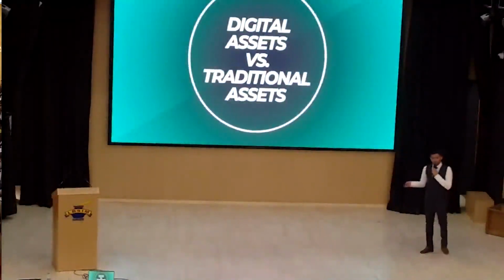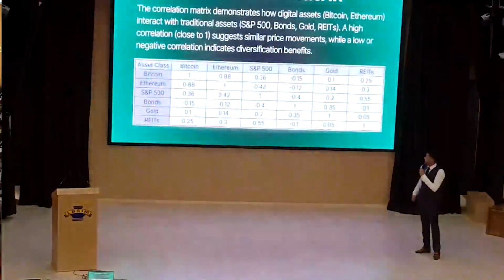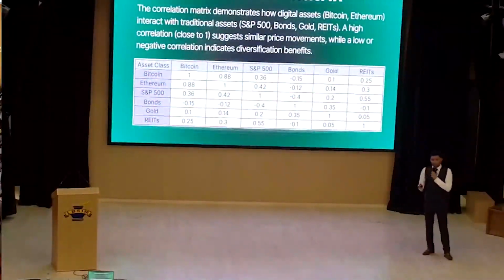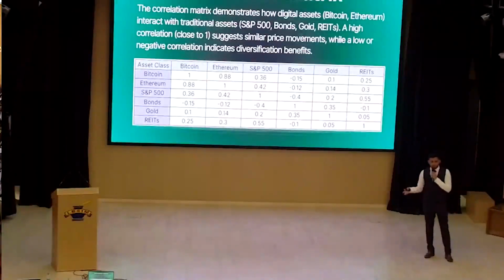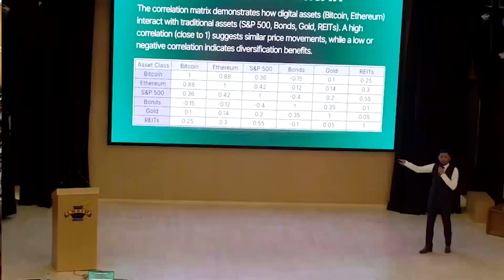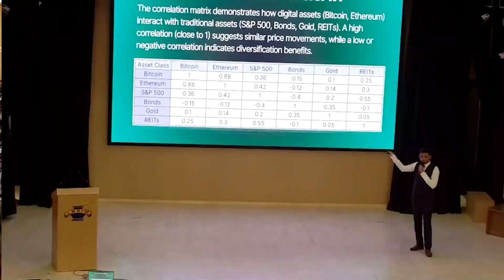Now let's talk about digital assets versus traditional assets. So what is the correlation matrix? The correlation matrix shows how digital assets such as Bitcoin, Ethereum, or any other cryptocurrency interact with your traditional assets, such as stocks, bonds, commodities, gold, and so on. As you can see, if Bitcoin goes up by 1%, Ethereum goes up by 0.88, which indicates a direct correlation between the two. On the other hand, when Bitcoin goes up by 1%, bonds fall by 0.15%. This indicates that these are inversely related.